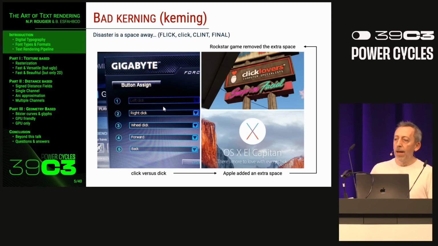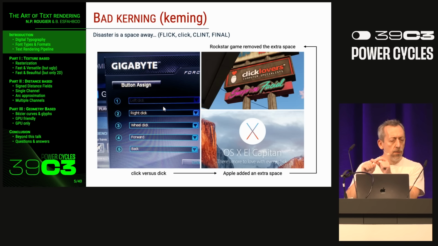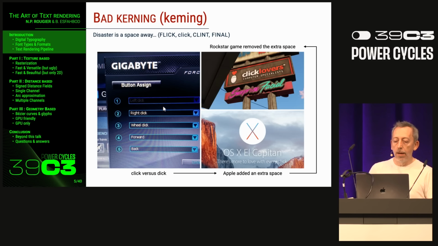For example, Apple knows this problem very well, and when they have the word click on their website, they will explicitly add a space between the C and the L to make sure that it reads click. And for some others, like a Rockstar game, they just remove the space altogether, and then you have, click lovers, surprising facial.